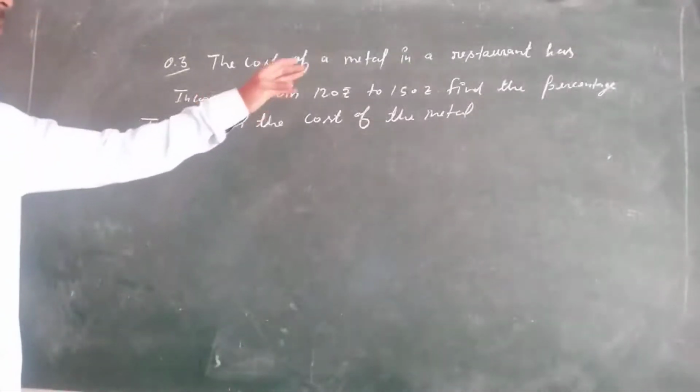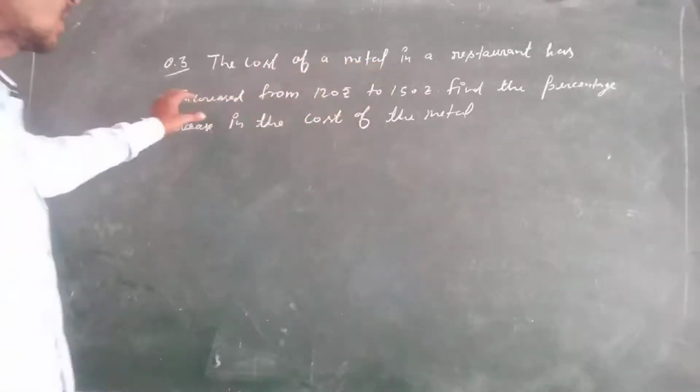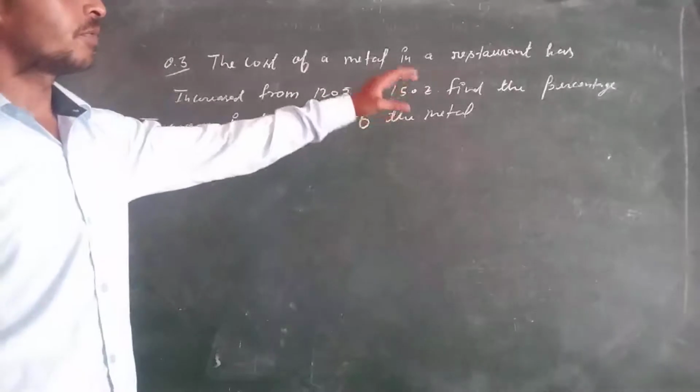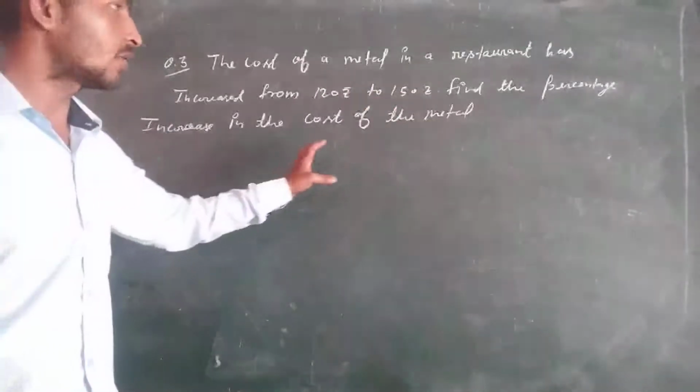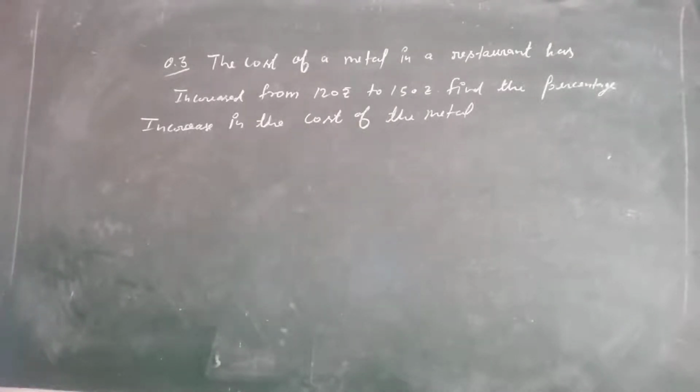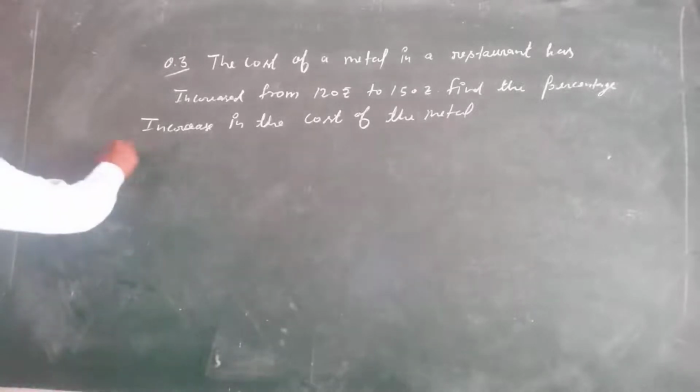The cost of a meal in a restaurant has increased from 120 to 150 rupees. Find the percentage increase in the cost of the meal. Okay, so you have to find the percentage increase. So first you will find the increase in cost. How much increase in cost?